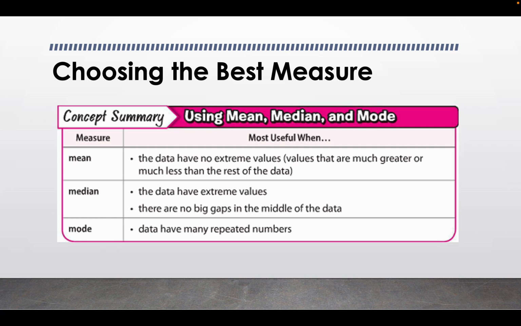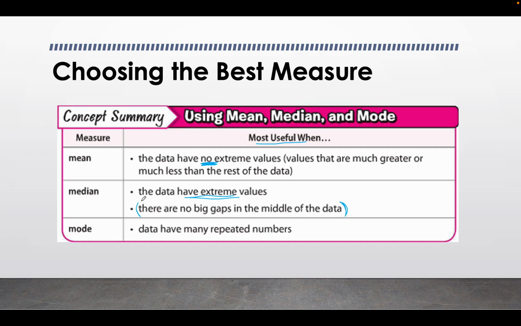So how do I know which one is the best? Well, as we just discussed, the mean is not going to be a great depiction of the middle of the data if there are any outliers. So if you see this chart, you have this on your notes as well. The mean is most useful when the data has no extreme values or outliers. And like we just saw, an outlier is going to change the mean the most versus the median or the mode. The median is most useful when the data does have extreme values or outliers because it's not going to change that much.